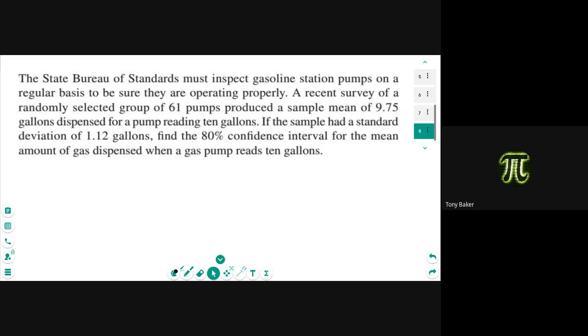Find me my confidence interval. When you get it, tell me what it is. It's going to be a few steps. There's no way you have it yet.